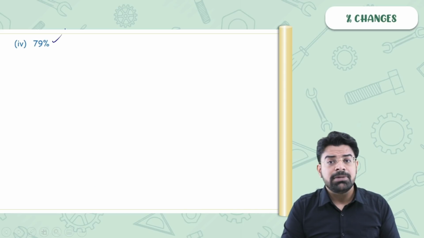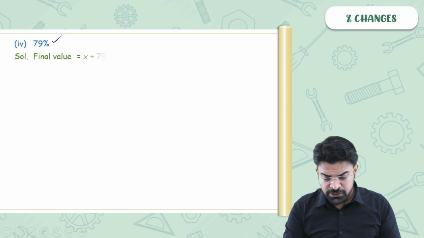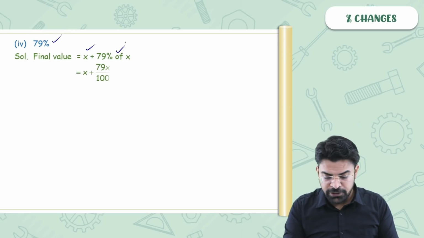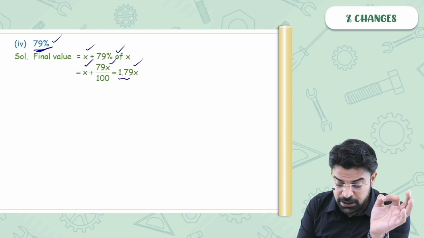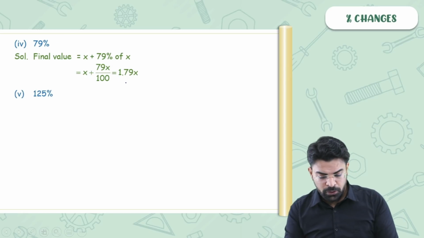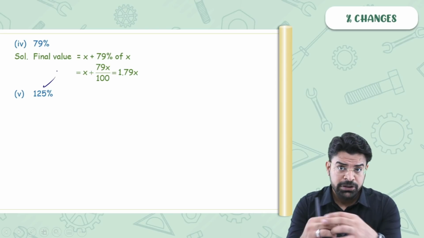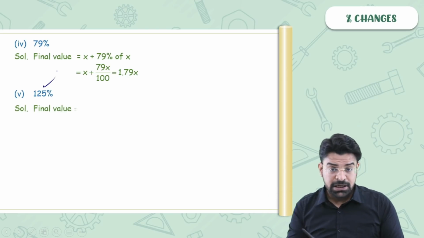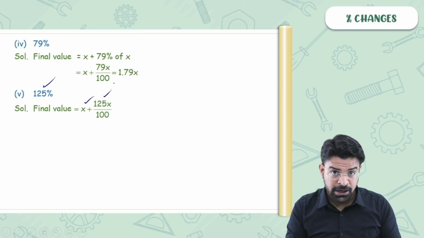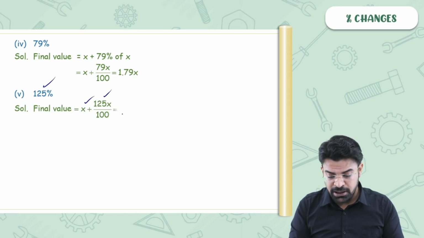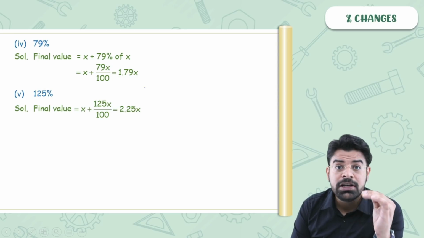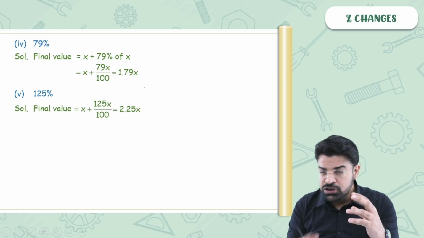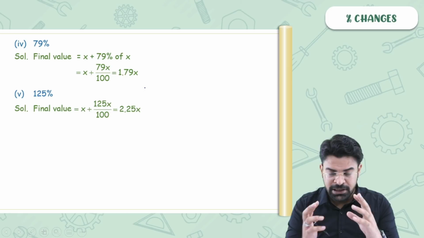If the quantity increases by 79%, then what will you finally have? You will say that the final value will be x plus 79% of x. That will be x plus 79x by 100, which becomes 1.79x. So if a quantity increases by 79%, it becomes 1.79 times. Let's see more. What if the quantity increases by 125%? Its final value will be x plus 125x by 100. That becomes 225x by 100, which is nothing but 2.25x. So an increase of 125% means that the quantity becomes 2.25 times. You should be able to do this really quickly as soon as you see it in a question.